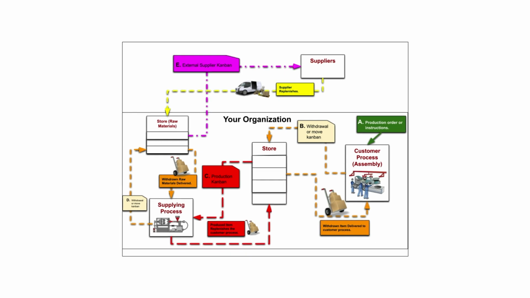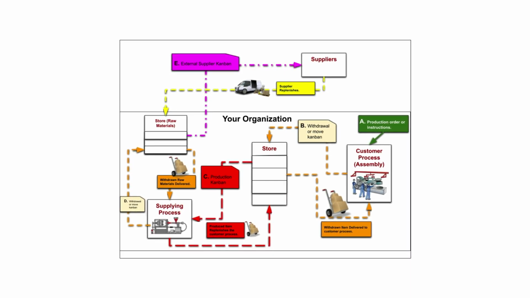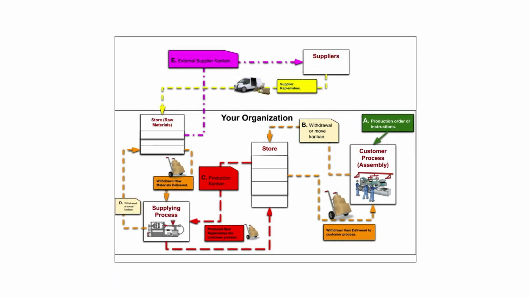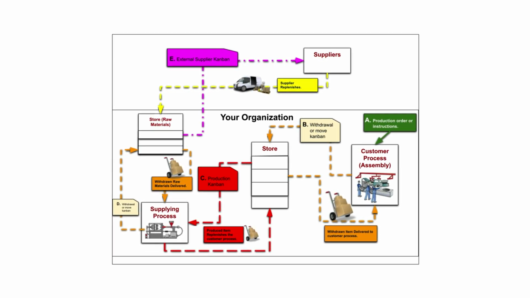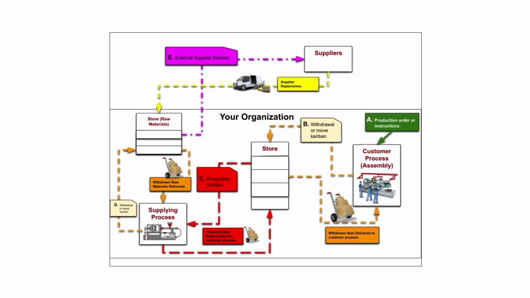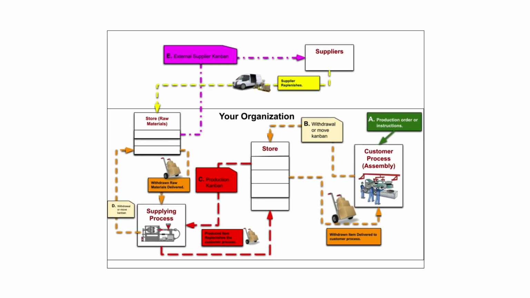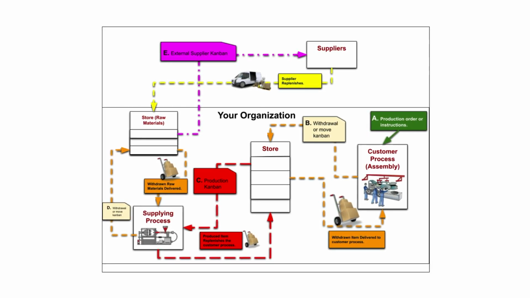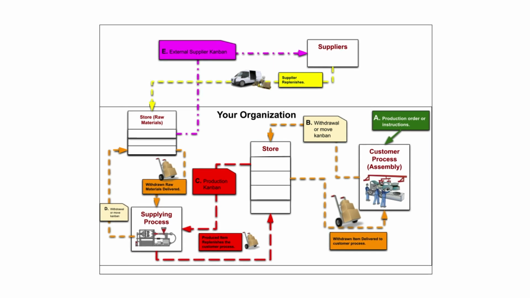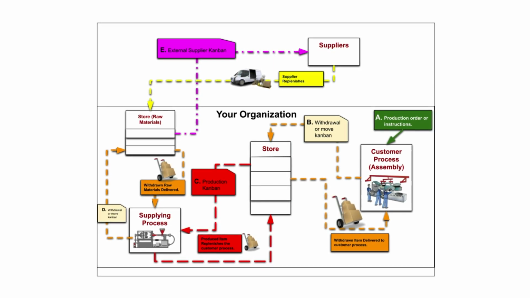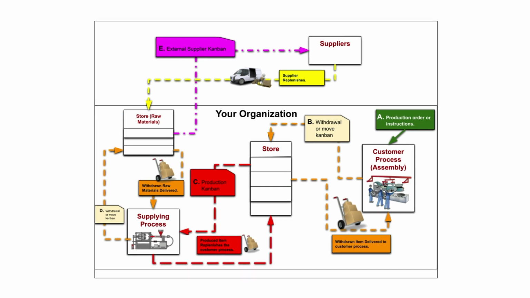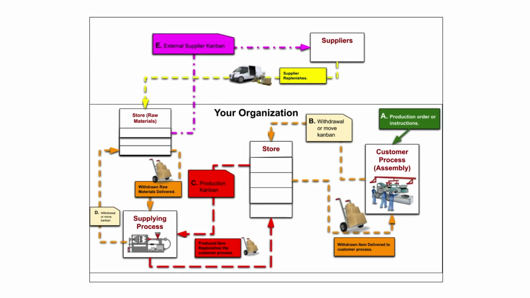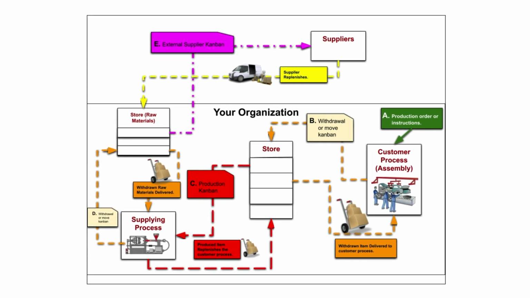The supplying process sends a withdrawal Kanban to retrieve more materials. Next, the store pulls the materials and delivers them to fill the supply process's demand needs. This now leaves the store without some materials. In order to replenish, the store that holds raw materials sends a Kanban to the materials supplier requesting more materials from the appropriate vendor. The vendor then delivers to the store to fill the store's demand needs.